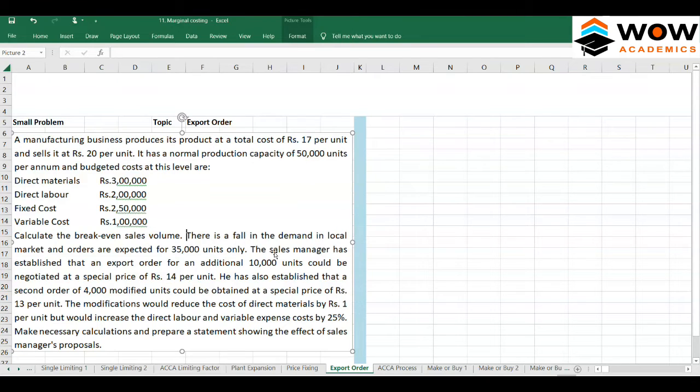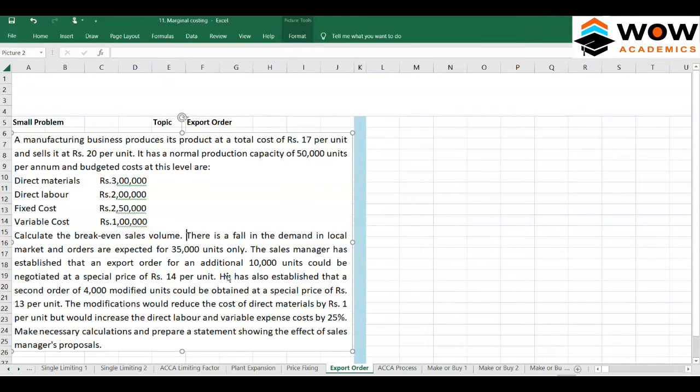The sales manager has established that an export order for additional 10,000 units could be negotiated at a special price of 14. So the price would be 14 rupees and he could bring 10,000 units of sales, because 50,000 is the total production capacity. It seems 35,000 is already being used, so there's still a spare of 15,000. That 15,000 could be used to meet this export order.